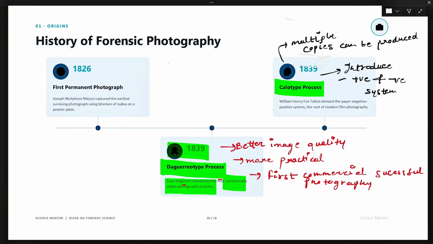Now moving to the next. For DSSSB JSA, don't just memorize the years. Remember the contribution associated with each scientist. The examiner is much more likely to ask who introduced the daguerreotype process. The answer is Daguerre. And who developed the calotype process, rather than asking only the year.